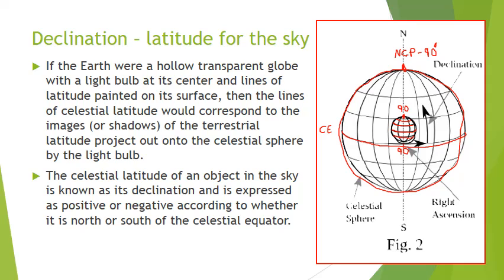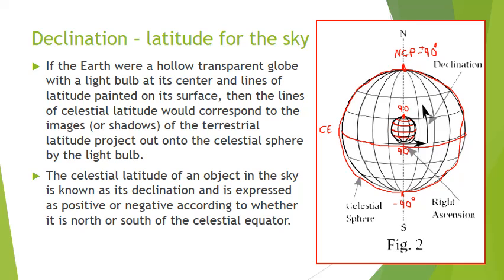Usually, instead of saying 90 degrees north, we just say positive 90, and quite often the positive is just understood. Now the South Celestial Pole, again, just like the geographic South Pole has a latitude of 90 degrees south, we say it's got a declination of negative 90. Again, these are in degrees.